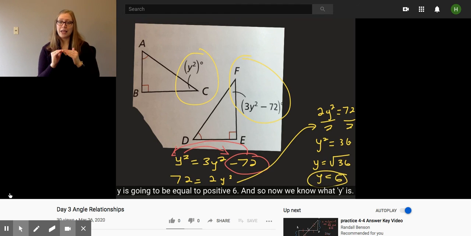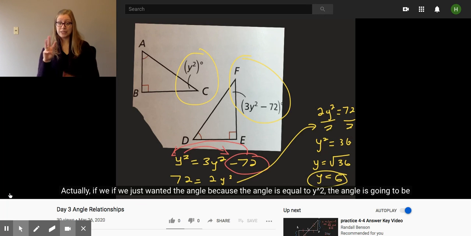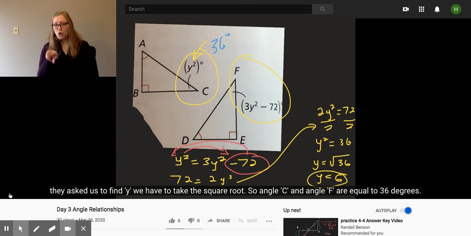And so now we know what y is, and if we just wanted the angle, because the angle is equal to y squared, the angle is going to be 36. So we wouldn't need to take the square root to find the angle. But if they ask us to find y, we have to take the square root. So angle C and angle F are equal to 36 degrees.